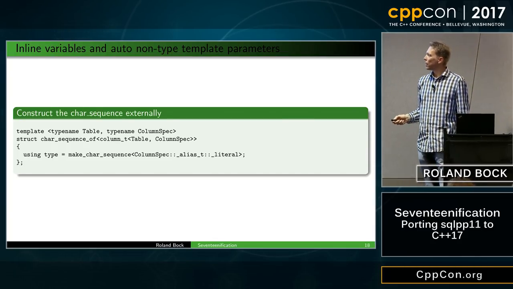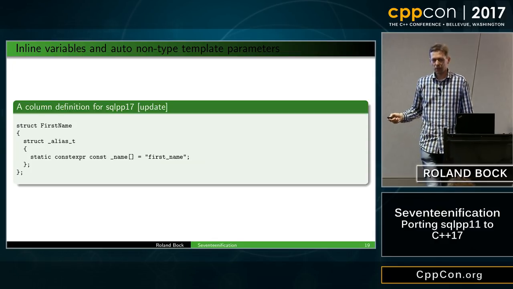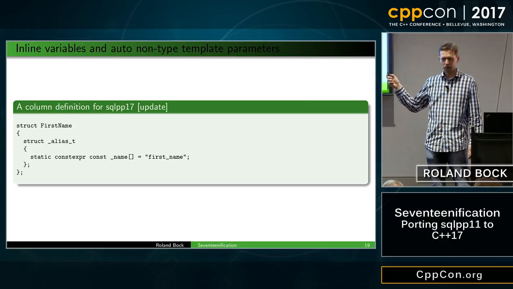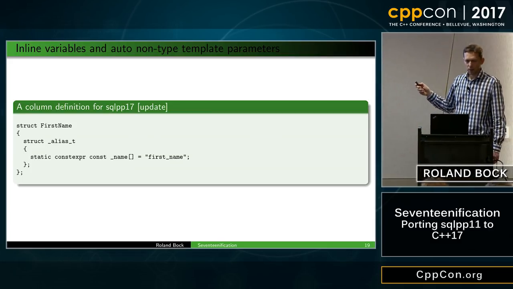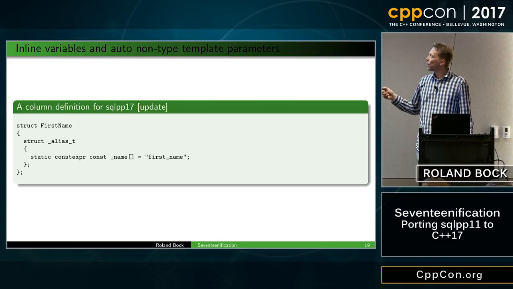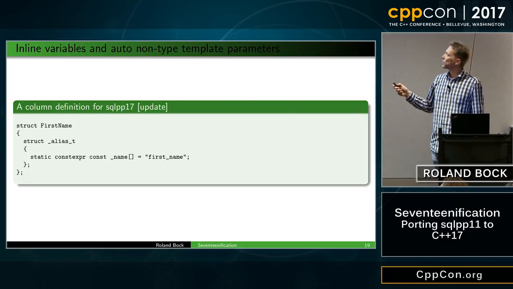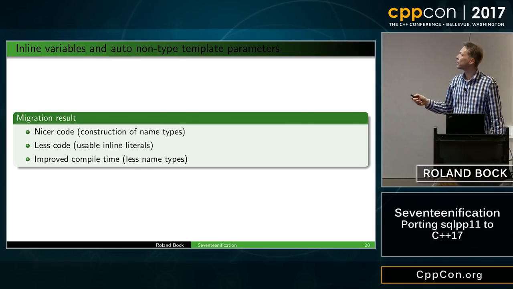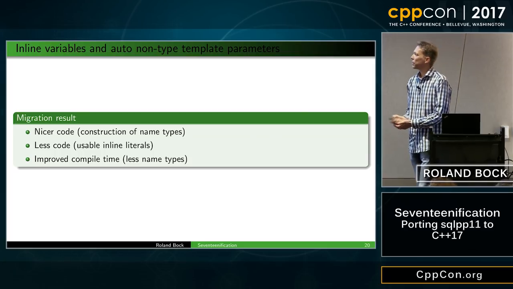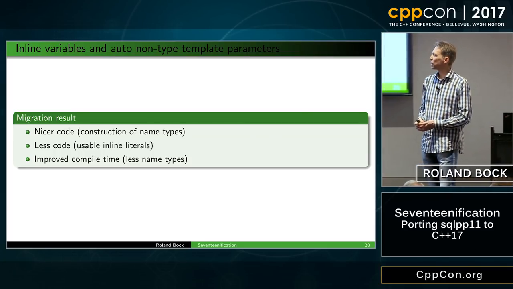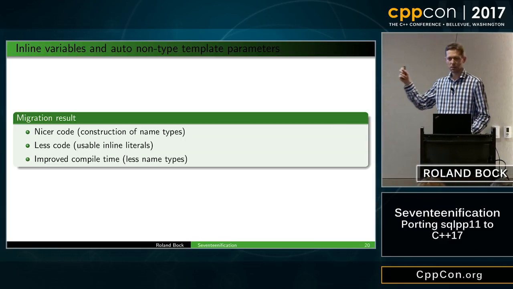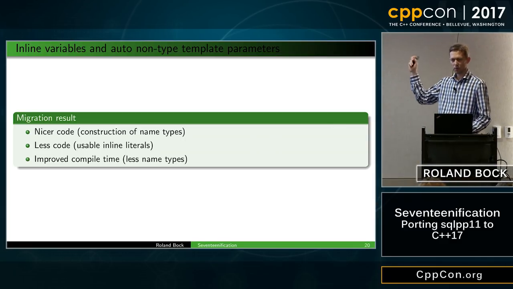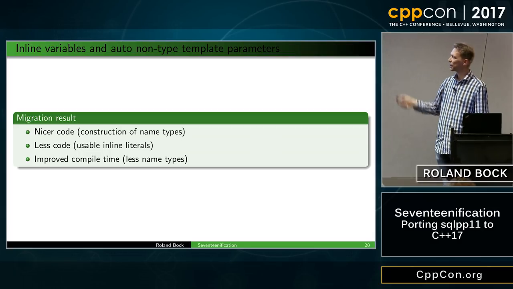Okay. So in the end, I just have that. I find this way more beautiful than what I had before, and that's thanks to C++17. So yeah, nicer code, I think. It's less code. It improves compile times because I have, in the end, fewer types, because before, those were embedded types sometimes, or type aliases at least.